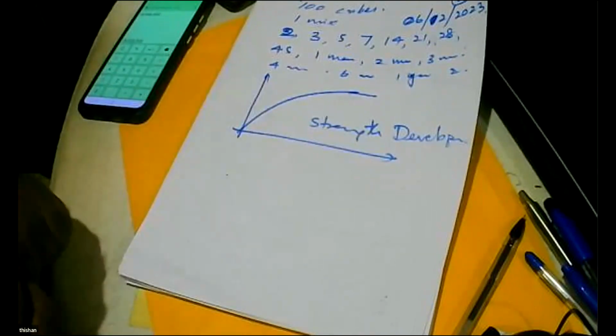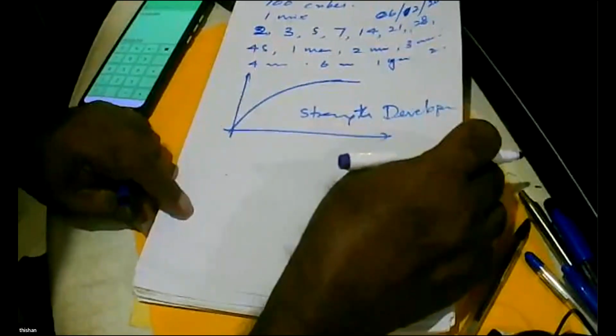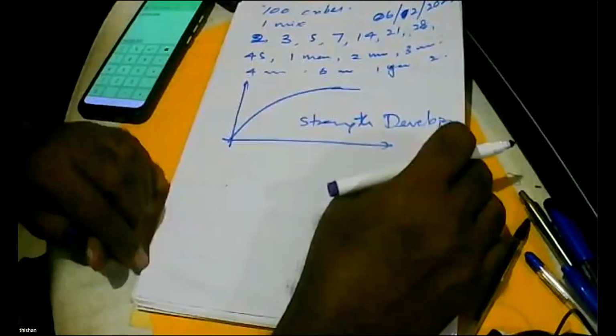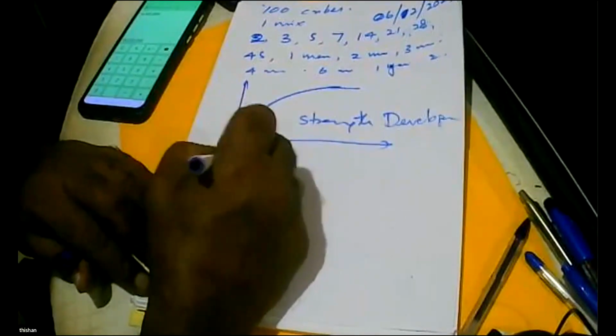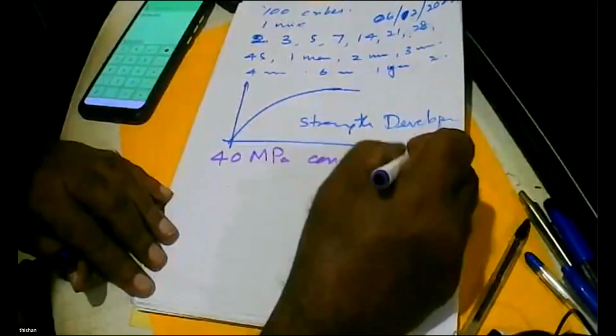So you have to deal with that type of consultants as well. But generally you have to be adventurous if you ever want to come out of the mess that we are in. Now, 40 megapascal concrete. For what? For the column.